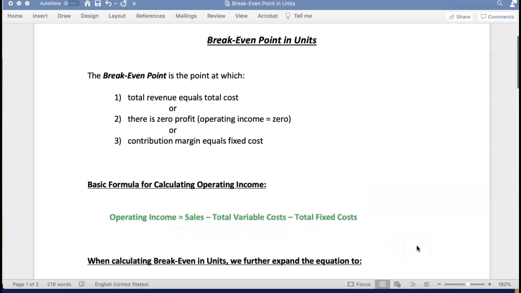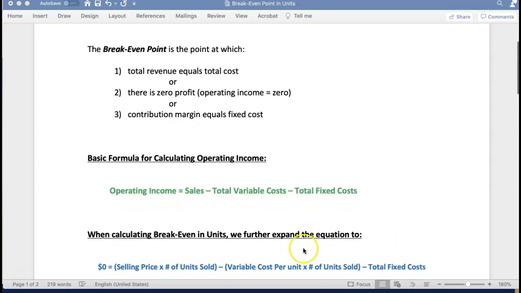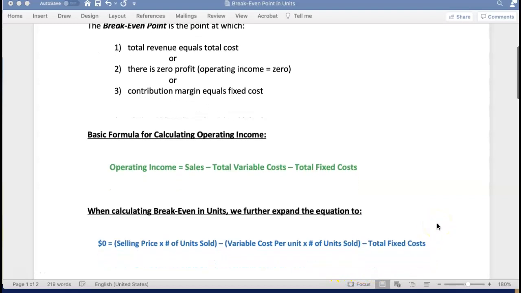So for calculating break even, we're going to have to expand that equation a bit. And so we're going to set operating income to zero, because operating income equals zero under break even. And then we're going to expand sales into the selling price times the number of units sold, minus, and we're going to break out total variable cost into the variable cost per unit times the number of units sold, and then from that we will subtract our total fixed cost.